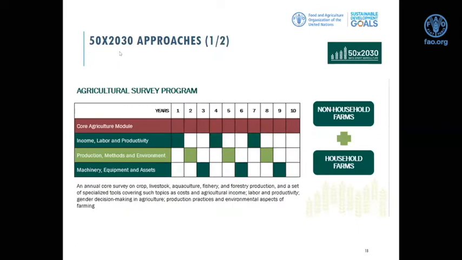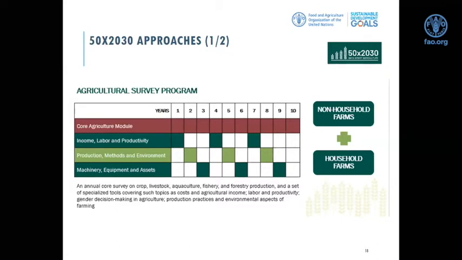Okay, you can see that the system proposed for Fit by 30 is very similar to Agris, it's based on Agris. Again, we have the core model, but in the case of Fit by 30, three rotating models are defined. The name changed a bit. The first, income, labor, and productivity, in fact, cover economy and labor. The second has the same name that we adopt for Agris, production methods and environment, and then machinery, equipment and assets. You can see the sequence on Agris is a bit different, and in the Fit by 30 the standard is a 3-year cycle.